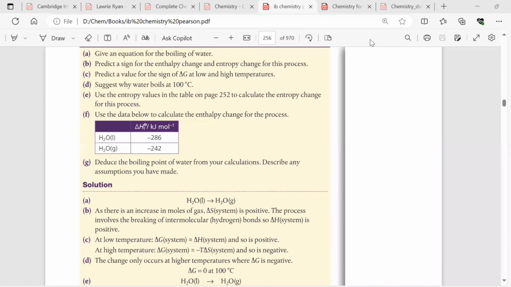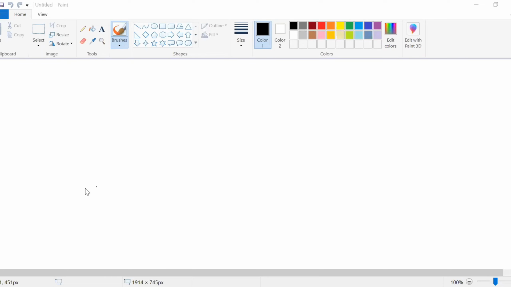Okay, so we are doing the IBDP SL portion of enthalpy, that is chapter number 5. In this part, we have to know what enthalpy is. Enthalpy is nothing but the heat content of a system, right? Now, for any heat content of a system, there can be two kinds of reactions.